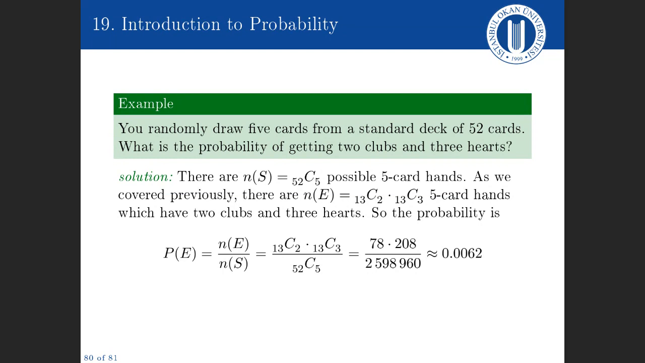And then for our event, how many elements are in our event? We want 2 clubs out of a total of 13 clubs. So 13 choose 2 different ways of getting 2 clubs. And we want 3 hearts out of a total of 13 hearts. So that means there's 13 choose 3 different ways to get 3 hearts. Multiply these two things together. 13 choose 2 multiplied by 13 choose 3. This is the number of 5 card hands which have 2 clubs and 3 hearts.